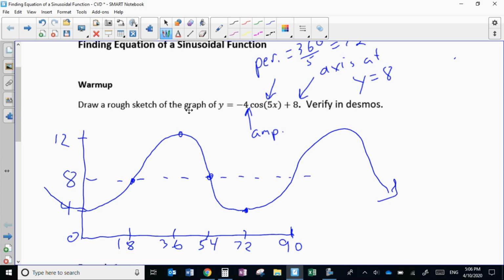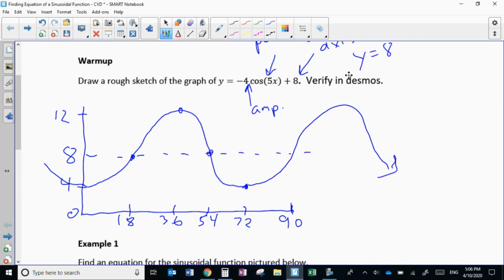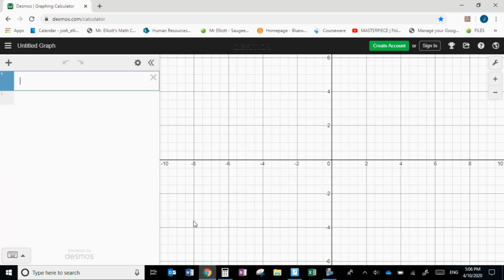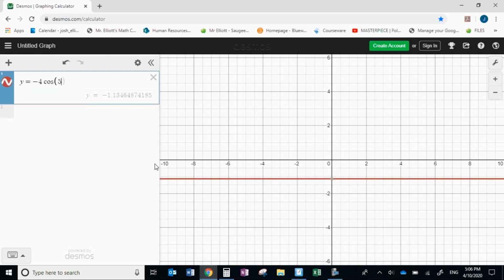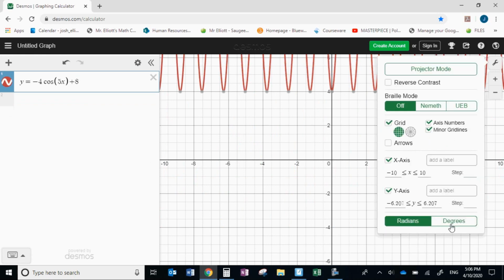What we're going to work on now is essentially the opposite. Oh, actually, I've said let's verify in Desmos. Let's do that very quickly. If I go to Desmos and I type in y equals -4 cosine 5x plus 8, I get that right there. Now, remember, that's not quite correct. We need to change ours into degrees. It's in radians right now.